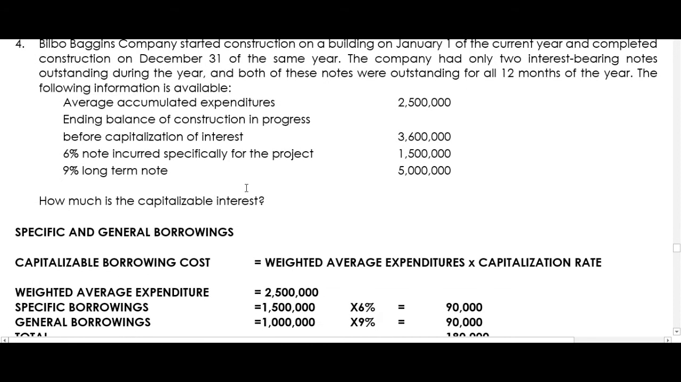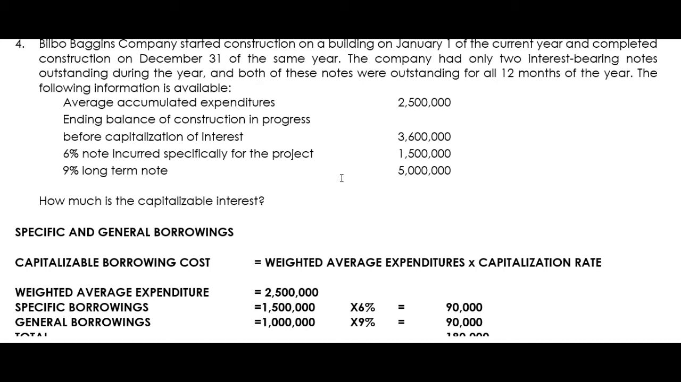Number 4, Bilbao Baggins Company started construction on a building on January 1 of the current year and completed construction on December 31 of the same year. The company had only 2 interest-bearing notes outstanding during the year, and both of these notes were outstanding for all 12 months of the year. The following information is available. So, yan yung mga items. Average accumulated expenditure, or yan yung WAEX na tinatawag natin. Okay? So, that's 2,500,000. Ending balance of the construction in progress before capitalization of interest, 3,600,000.